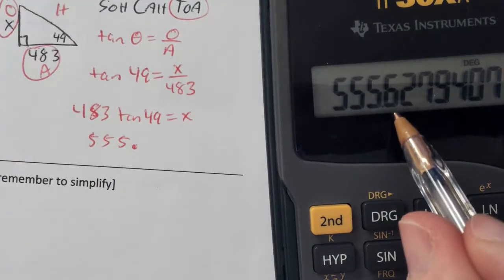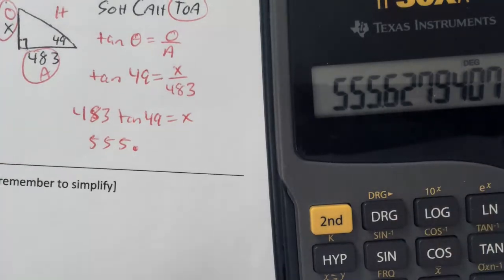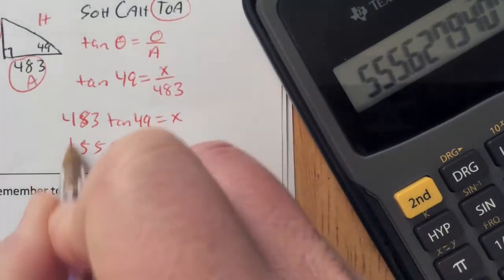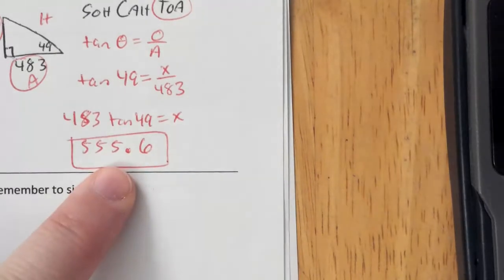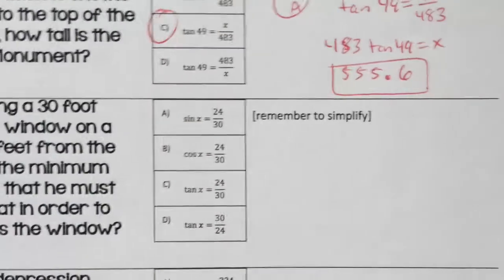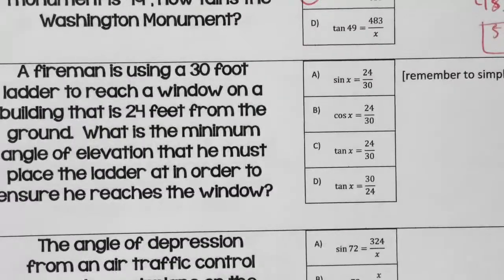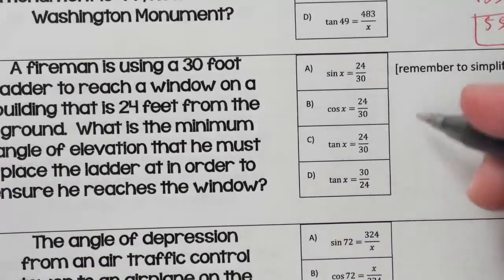So are we staying at 6 or going up to 7? We're staying at 6 because the number after it is just 2. And there's our answer, 555.6. Okay, and let's do one more on this particular page. Let's go ahead and do number 2. All right, so on number 2, we're going to start with a right triangle.